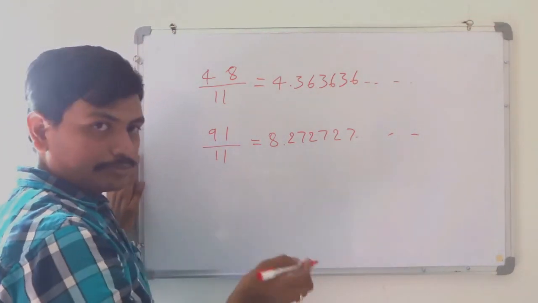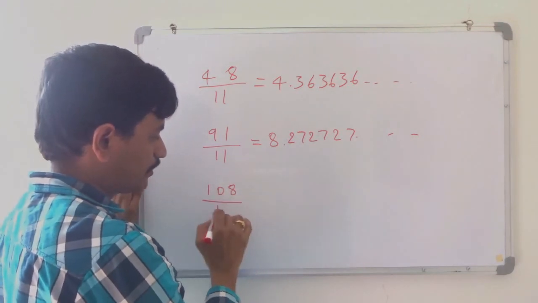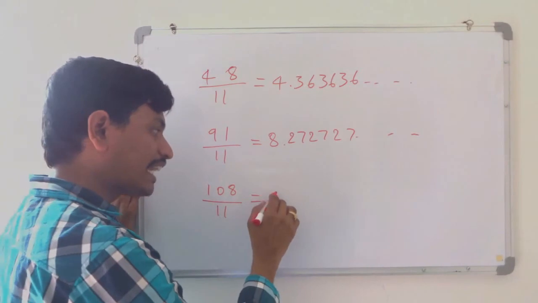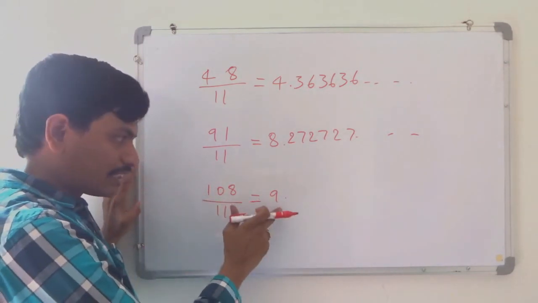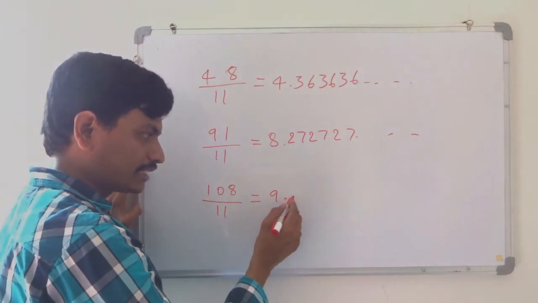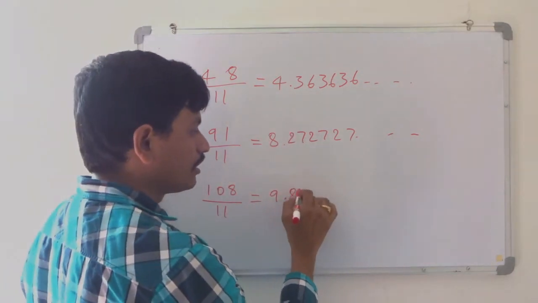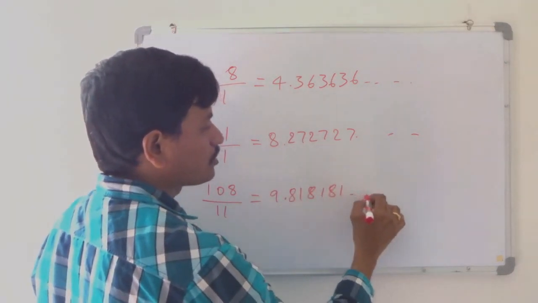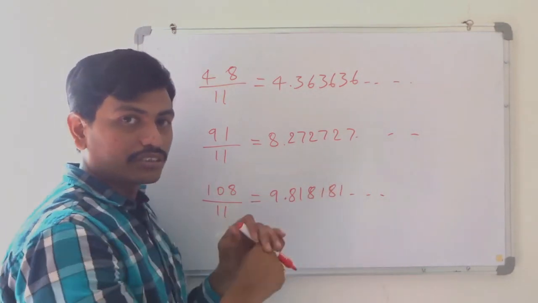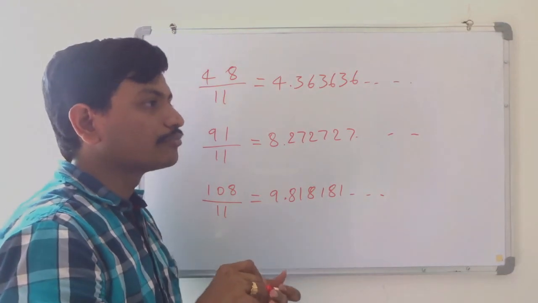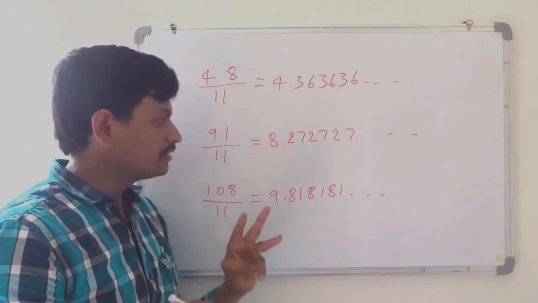Like this, if we take 108 divided by 11. 11 nines are 99, 11 tens are 110. So 11 nines are 99, point. And what is the remainder? 9. 9 nines are 81, 81, 81, and it goes on. So 108 divided by 11 is 9.818181, it goes on. Like this we have tips for division by 5, division by 7, division by 9, and division by 11.